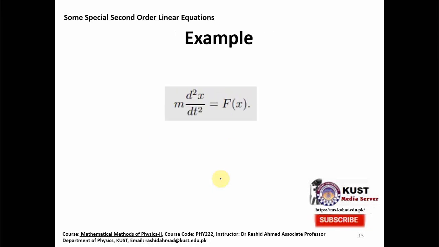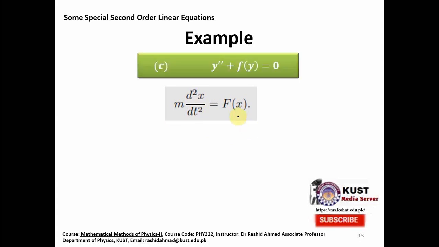So it is good to consider an example of case C. Here you can see that this is Newton's second law, a second order differential equation, m d square x by dt square equals f of x. And in this case, you see this is a very famous example where the first derivative is missing, that is, dx by dt is not here. So if we want to solve this equation, how can we do this?